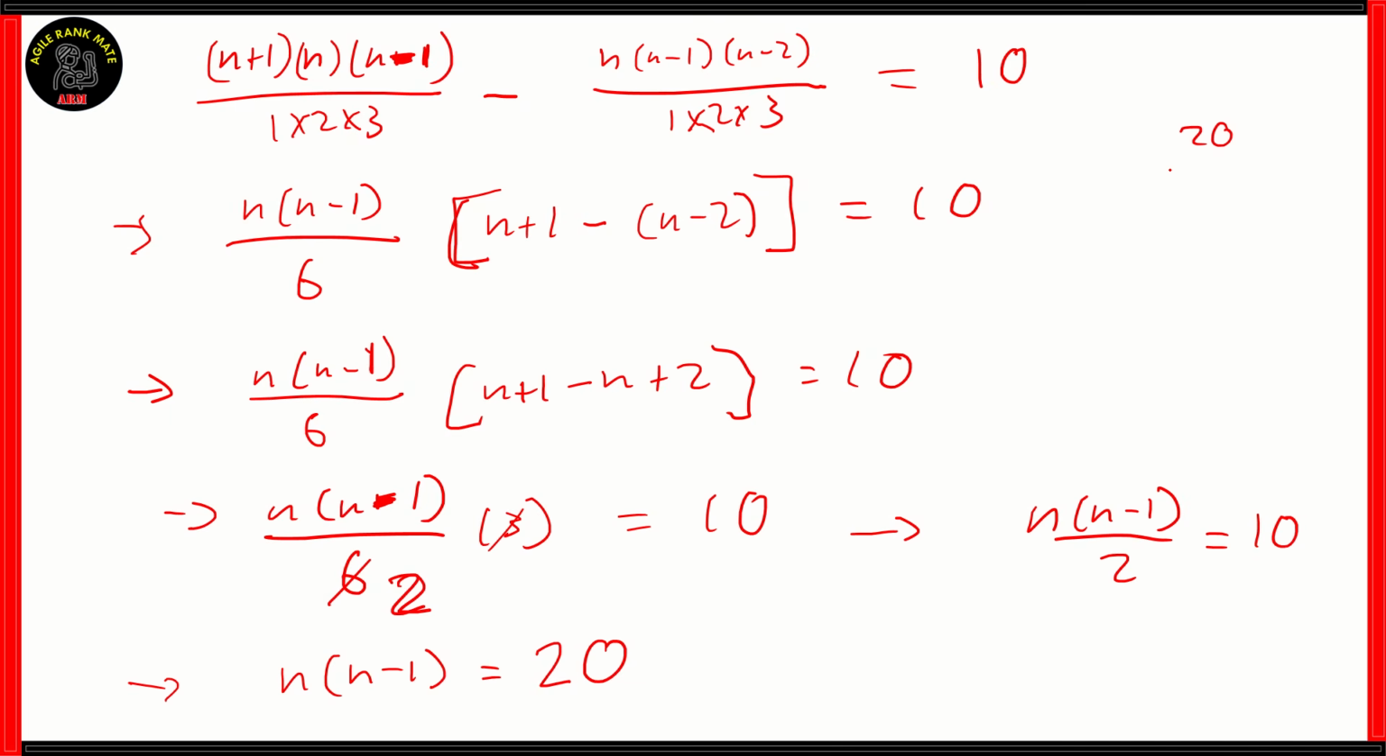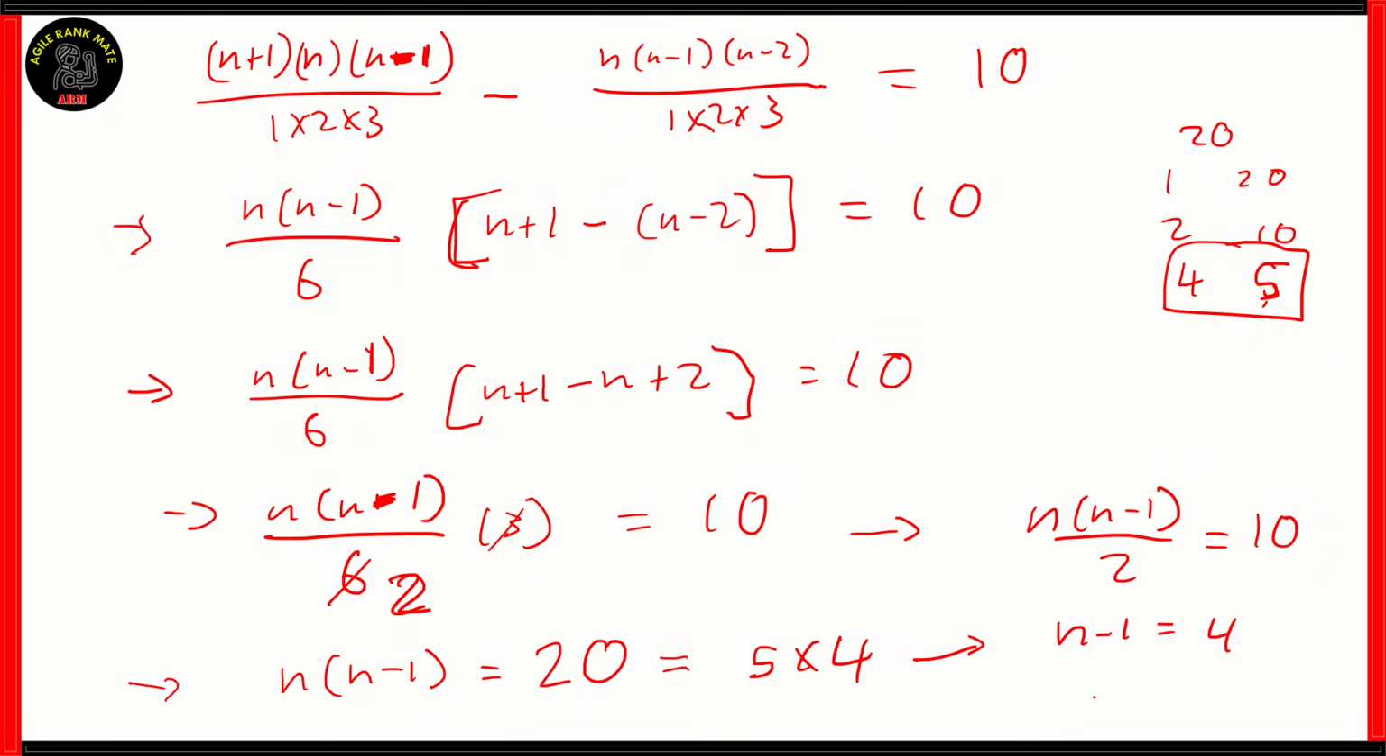Now, we need to represent 20 in such a way that they are two adjacent numbers. So when you look at 20, you have 1 and 20, 2 and 10. You can't do it with 3. You have 4, 5. And that's it. Now, if you look at the pair 4, 5, you see that 5 minus 1 is 4. So 20 can be represented as 5 times 4. So since we have n and n minus 1, multiplying n and n minus 1 gives us 20, it has to be 5 and 4 respectively. So therefore, from here, you'll have n minus 1 equals 4. That means n will be equal to 5.